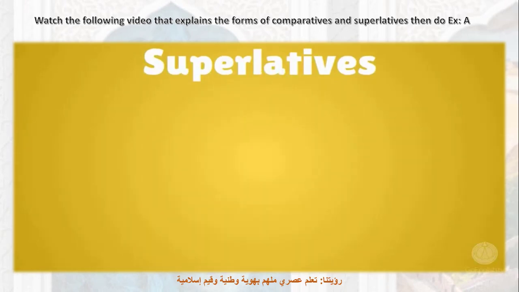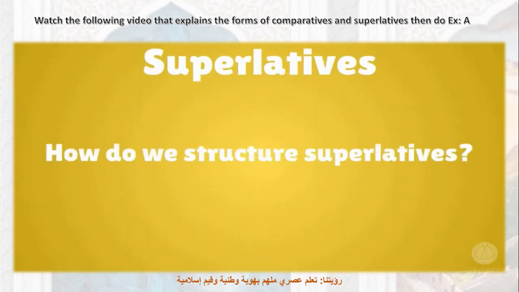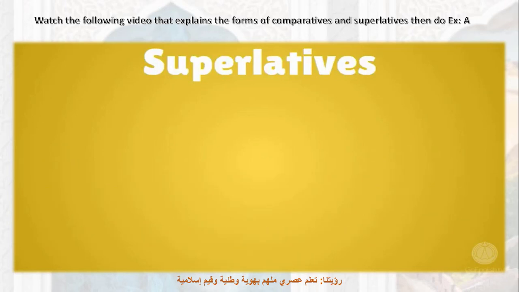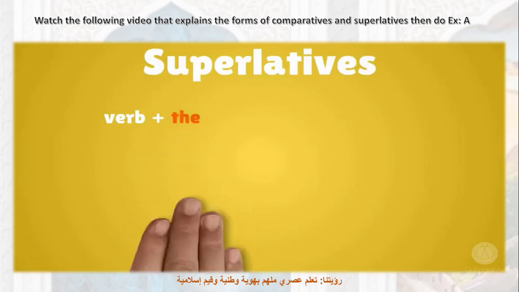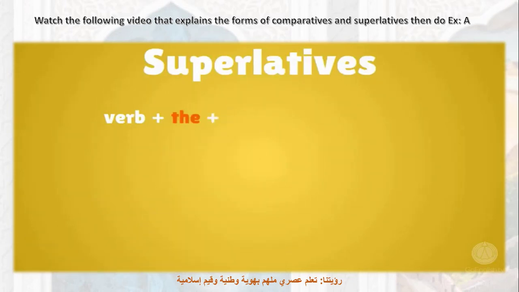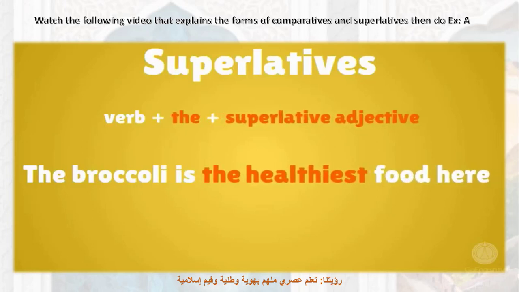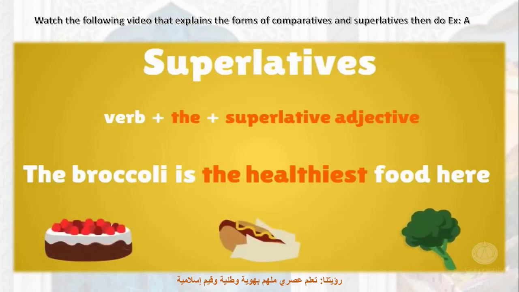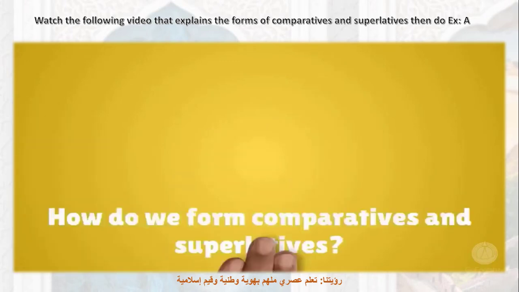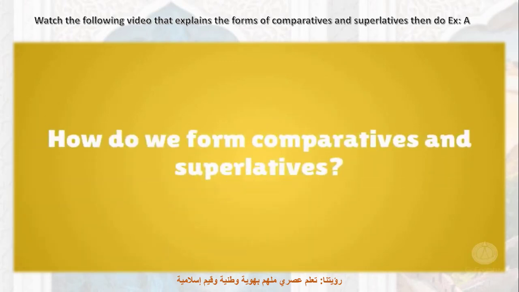Superlatives. How do we structure superlatives? Verb plus the plus superlative adjective. The broccoli is the healthiest food here. How do we form comparatives and superlatives?